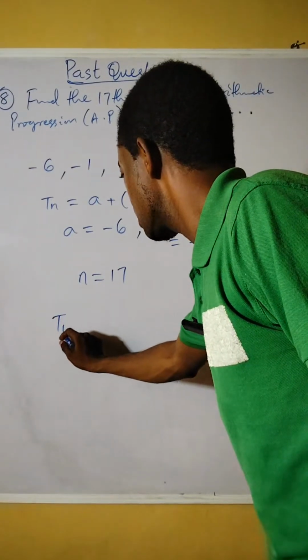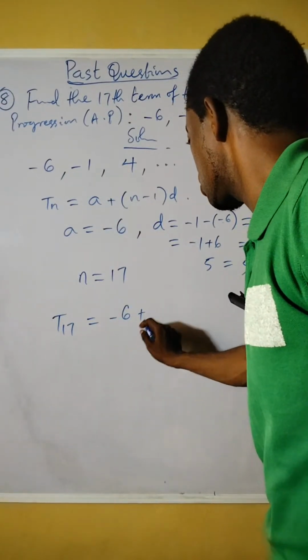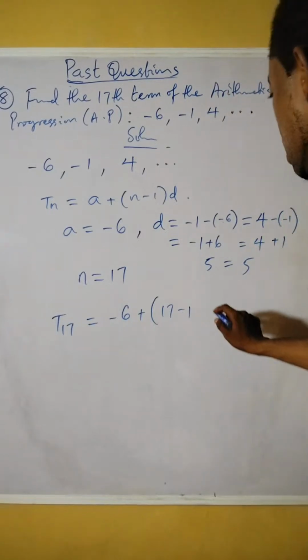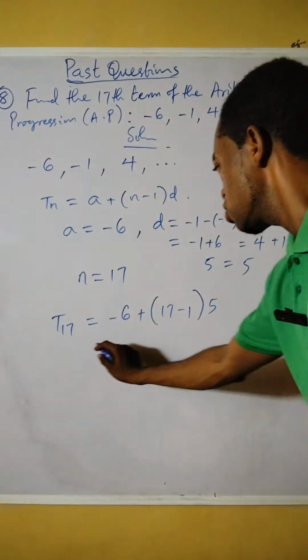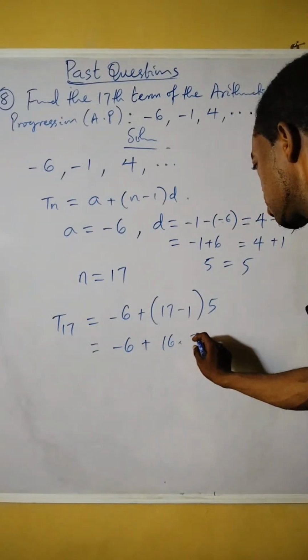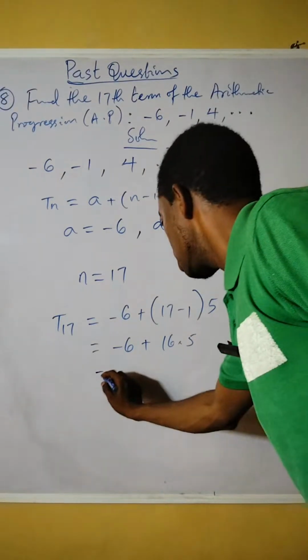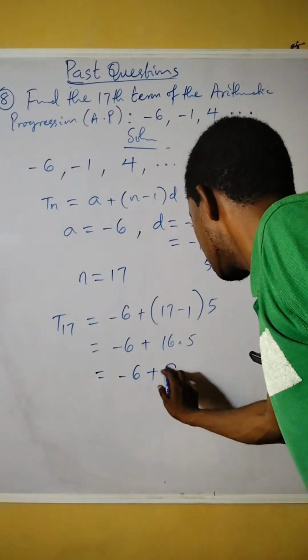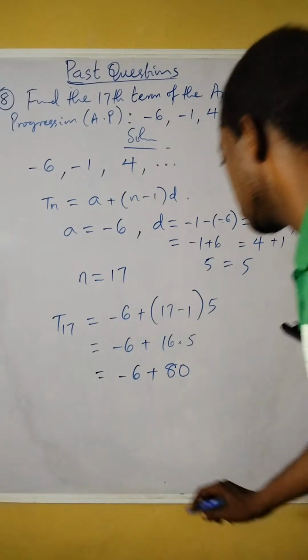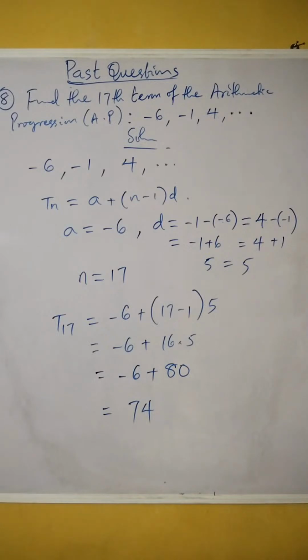So that means T17, when we substitute in this formula, becomes -6 plus 17 minus 1 times d, which is 5. So here we have -6 plus 17 minus 1, that's 16, times 5. So here we have -6 plus 80, and that gives us 74. So that is a simple way to handle such a question on an AP.